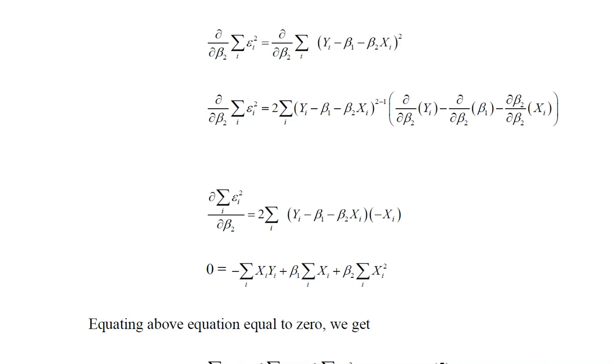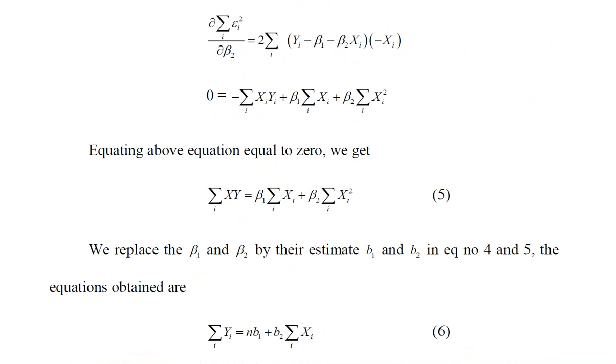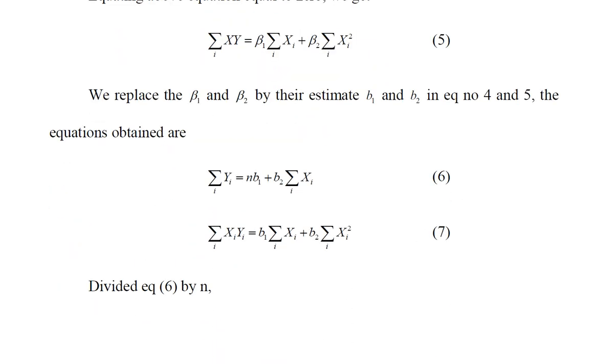Now we complete the partial derivative with respect to the slope, and equate this term to 0. So 0 over 2 is equal to 0, and now multiply these terms in the parentheses with minus sum of xi. So we obtain minus sum of xi yi plus beta 1 sum of xi plus beta 2 sum of xi square. The minus converts into a sum when multiplying this.